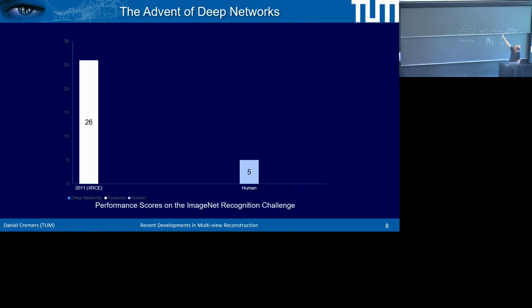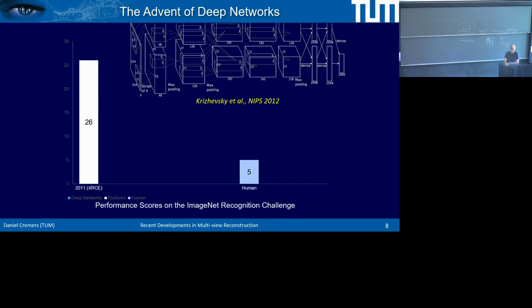And so in 2011, the community felt like there was no way we could ever get near human level performance. And then something almost magical happened. Alex Krizhevsky and collaborators around Geoff Hinton proposed to apply a deep neural network. They had been around, they had been refined over the years. There were a few people who worked on this.